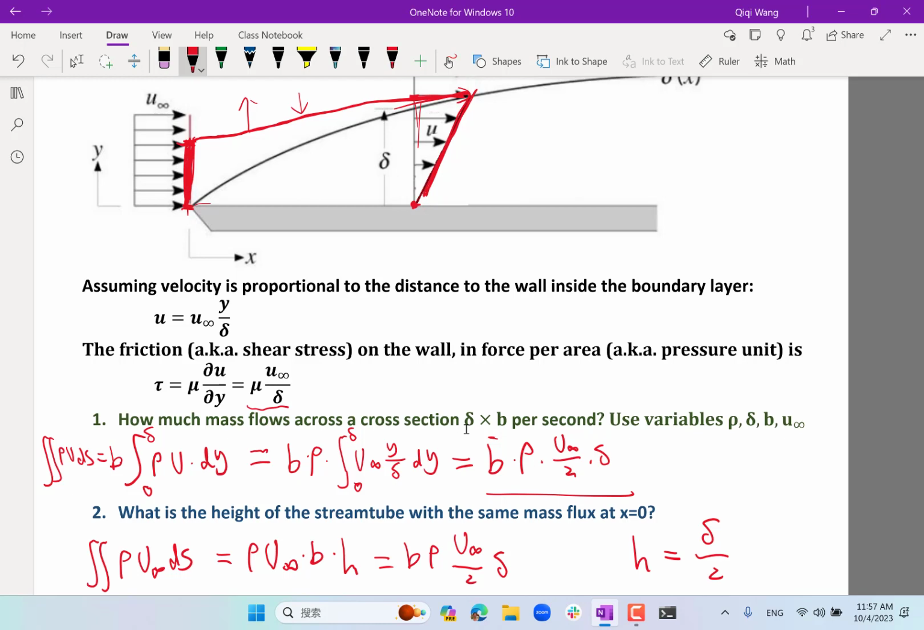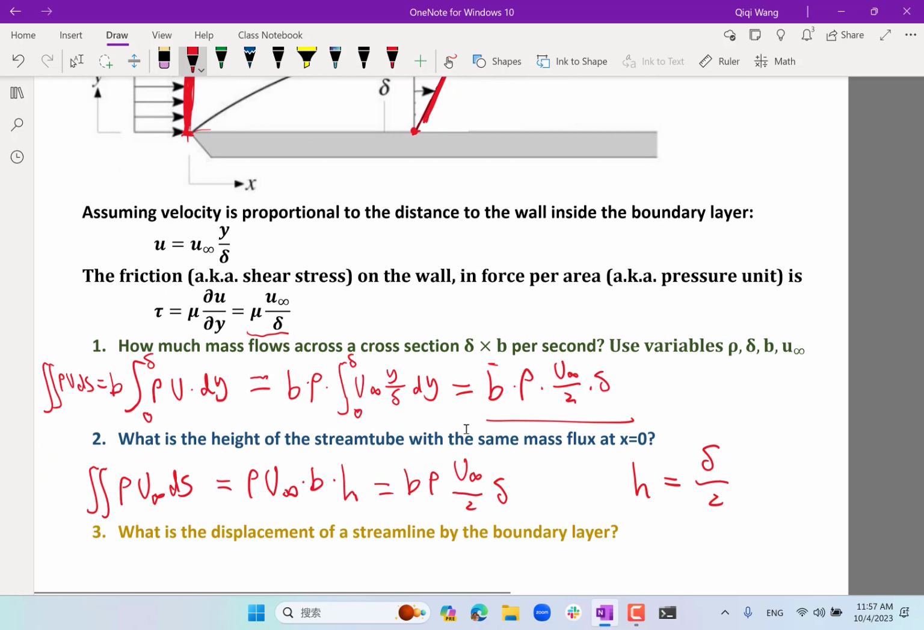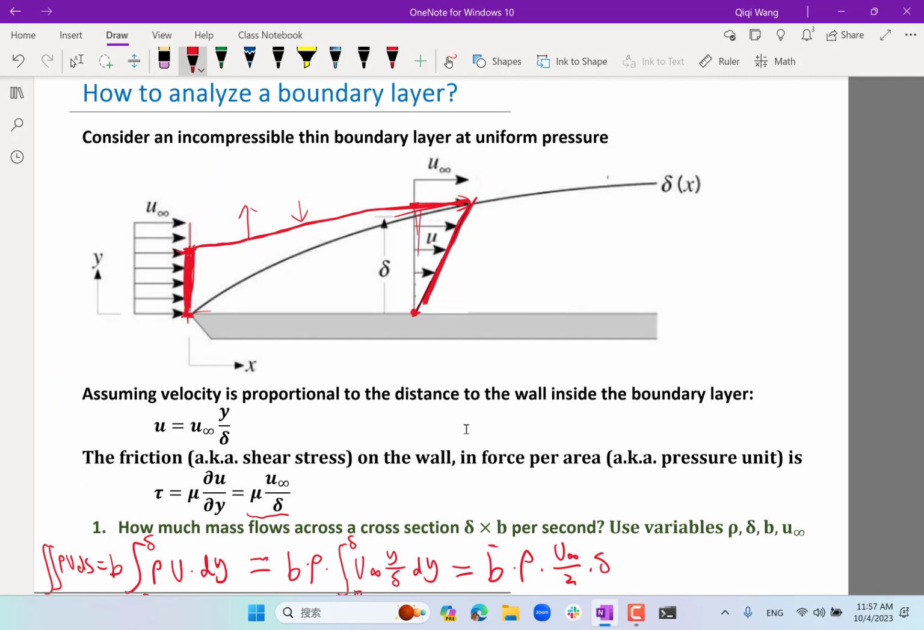And finally, the final question is, what is the displacement of a streamline by the boundary layer? This streamline, as I said, the stream tube is bounded by a streamline. It's going to be displaced all the way from half of delta all the way to delta downstream. And so does every streamline outside the boundary layer, right? Because the flow is u infinity and u infinity outside the boundary layer. So that's our starting analysis on the quantitative analysis of a boundary layer.